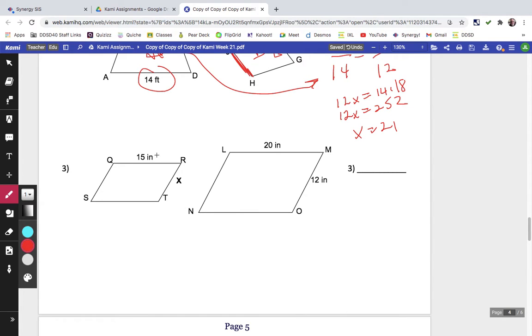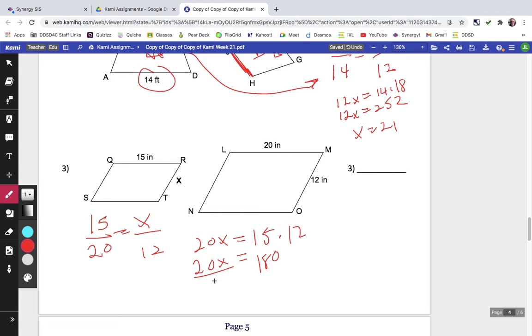And this seems like it's not rotated, that it's lined up. So we can do this. 15 over 20 equals x over 12. So 20x equals 15 times 12. 20x equals 180 divided by 20. X equals 9. That's in inches, 9 inches.